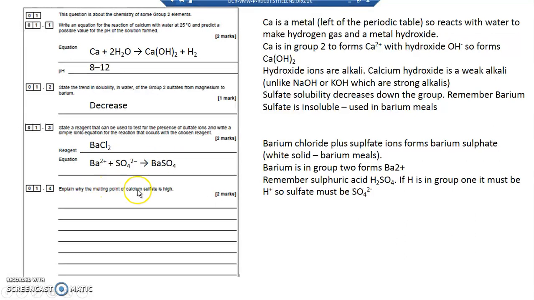Explain why the melting point of calcium sulfate is high. We've already said that barium sulfate is Ba2+ SO4 2-, so you've got ions, oppositely charged ions, similar in calcium sulfate, Ca2+ calcium ions. You've got ionic bonding between ions, oppositely charged ions that attract strongly.